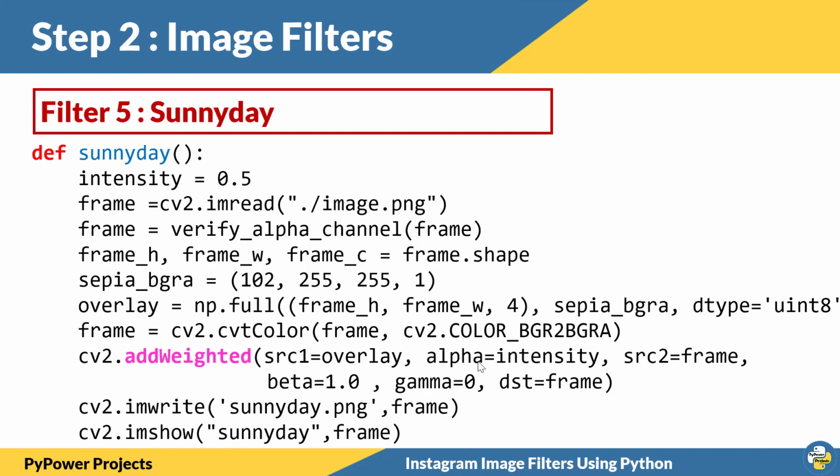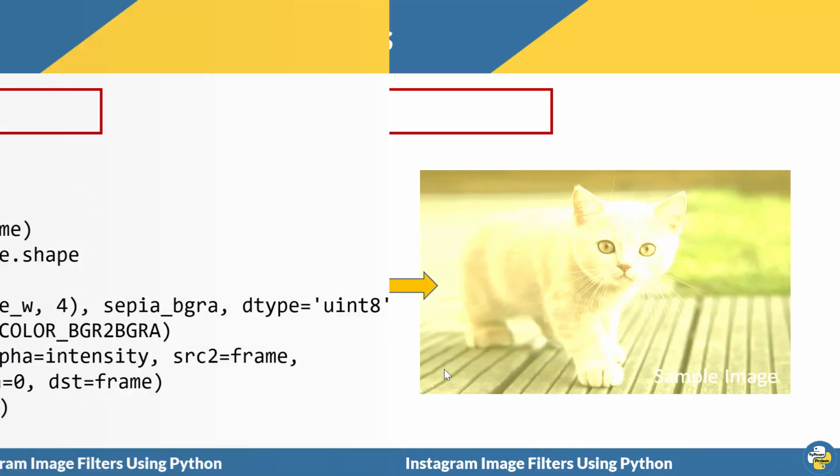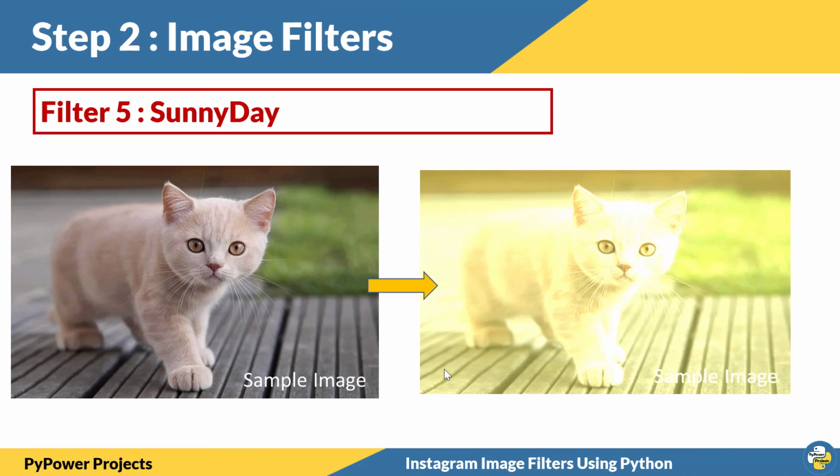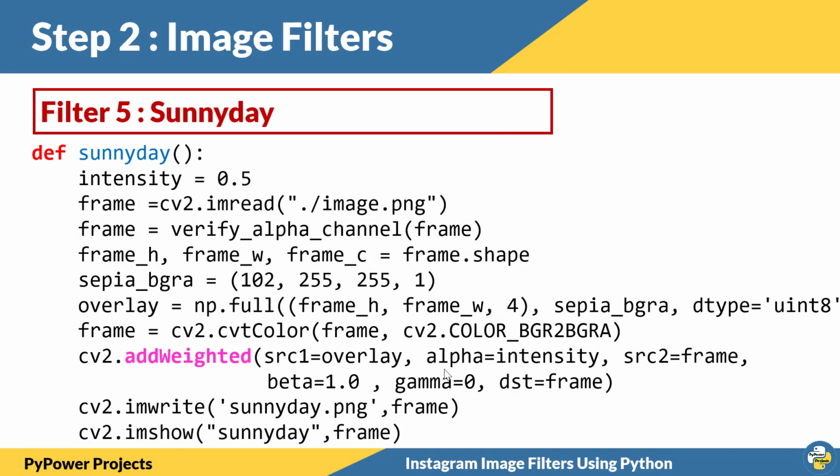Sunny day. So for sunny day, what is the output? Let's see. It will highlight your image as if it was taken in full sunlight. So what filter or what code of OpenCV is involved in this? This is the most important part: the addWeighted functionality of the OpenCV library is used here for making this image look like it was taken in full sunlight.